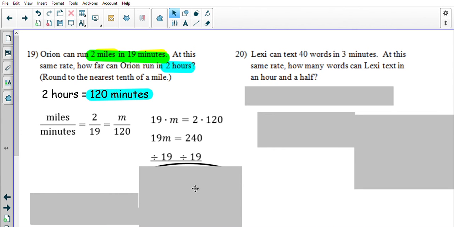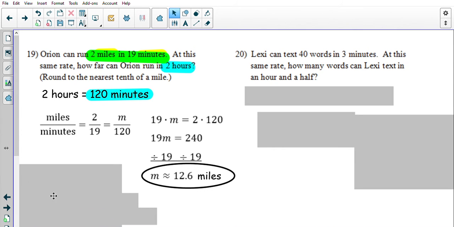Divide by 19, and we do come up with an answer of approximately 12.6 miles. We do need to round to the nearest tenth here, so he can run about 12.6 miles. Now, this is assuming he keeps the same rate that entire time. As I well know, we generally don't keep the same rate over a longer period of time when you run half marathons or marathons and so forth, but we can guess that he might be able to run about 12 to 13 miles in this amount of time.